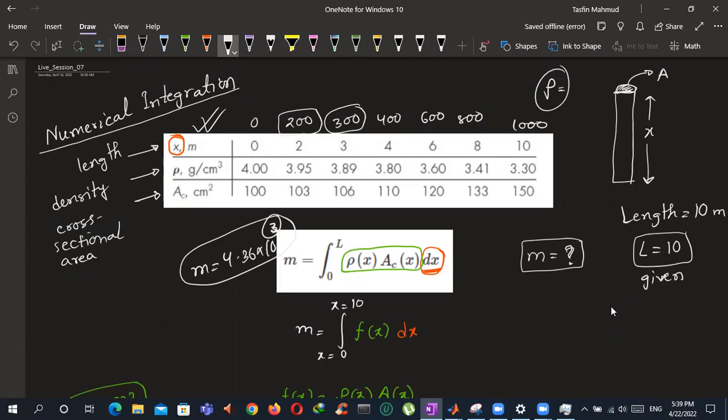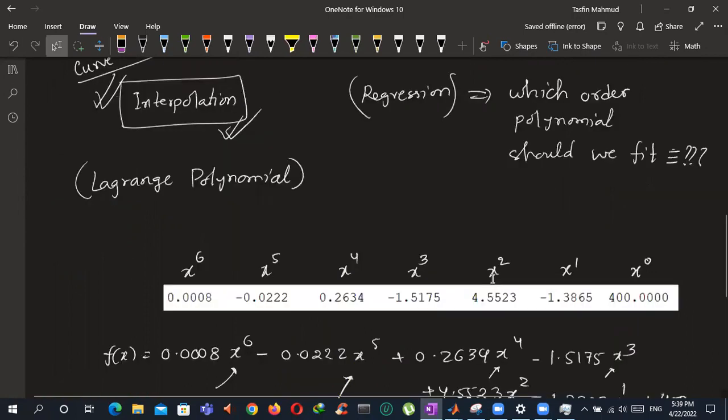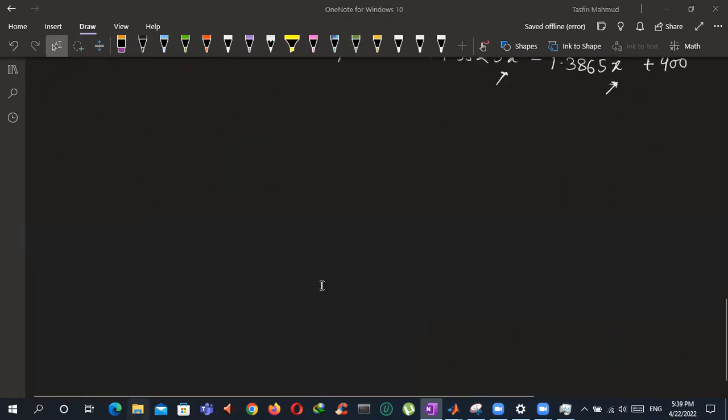So similar type of problem can be given in case of differentiation, like for your assignment problem we have, let's share the assignment problem.